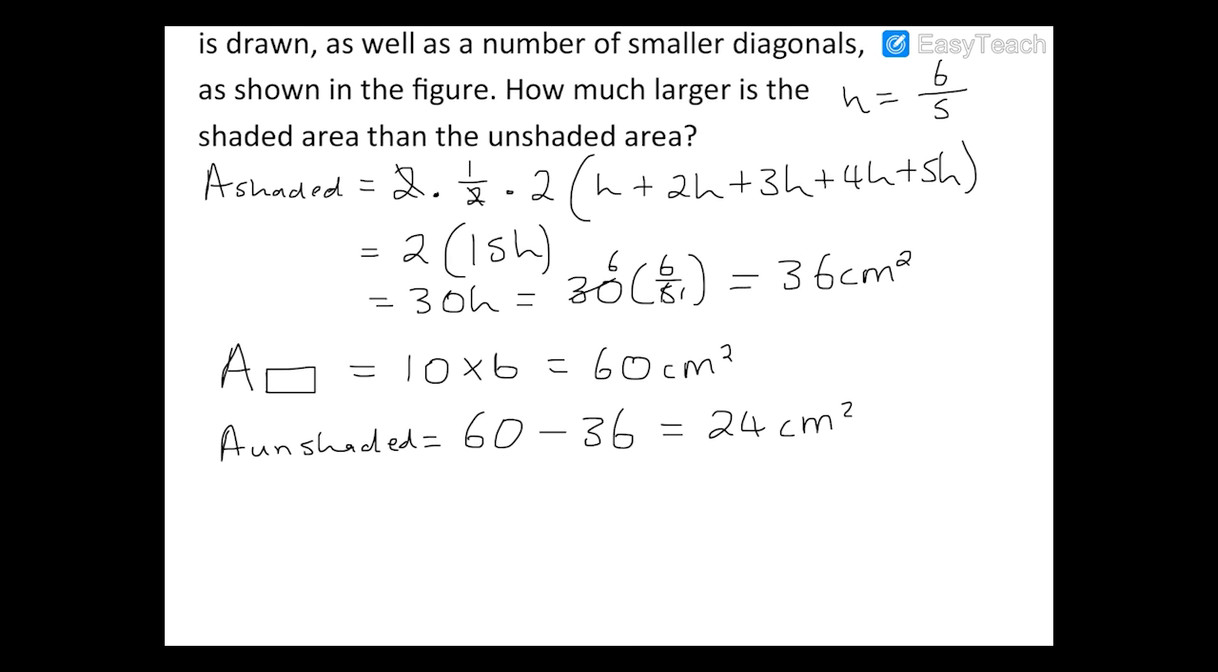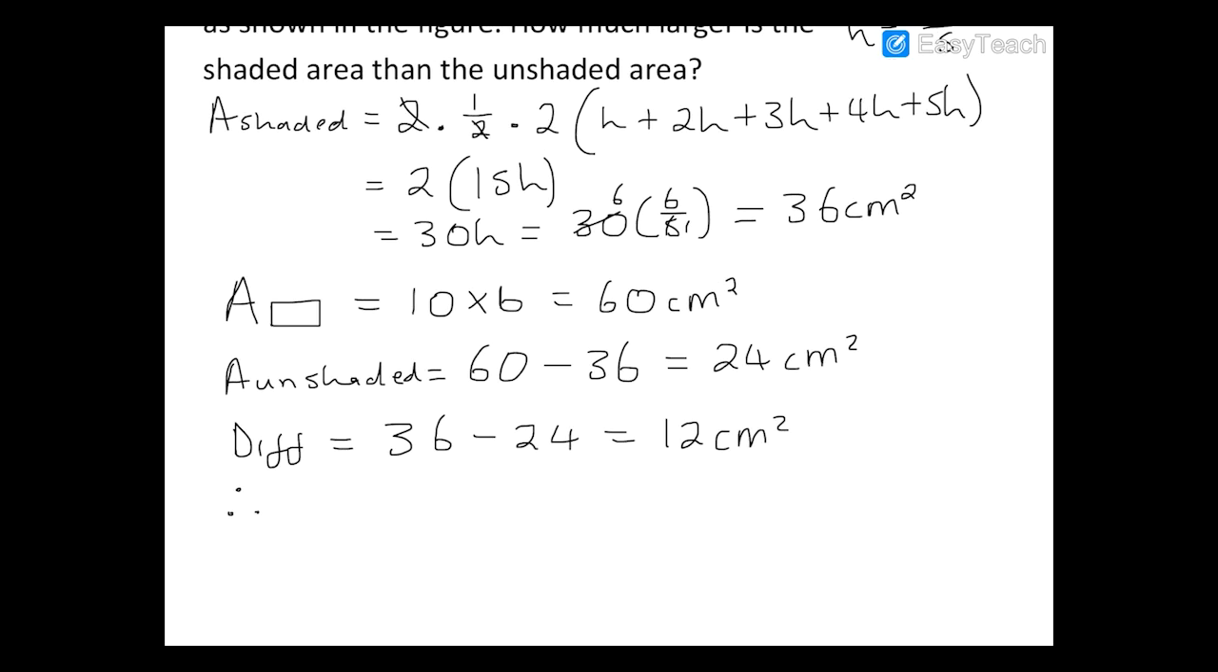Okay, so the difference now will be equal to the area of the shaded, 36, minus the area of unshaded, which is 24, and we get an answer of 12 square centimeters, which means that the shaded area is 12 square centimeters larger than the unshaded area.